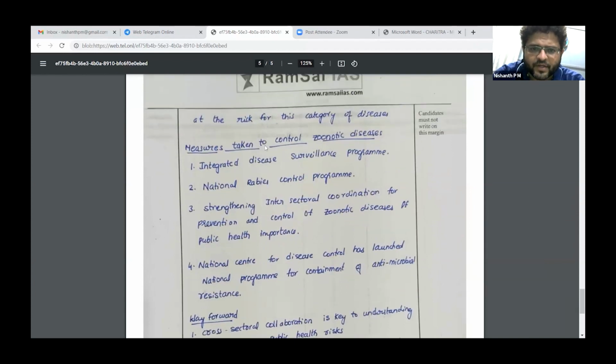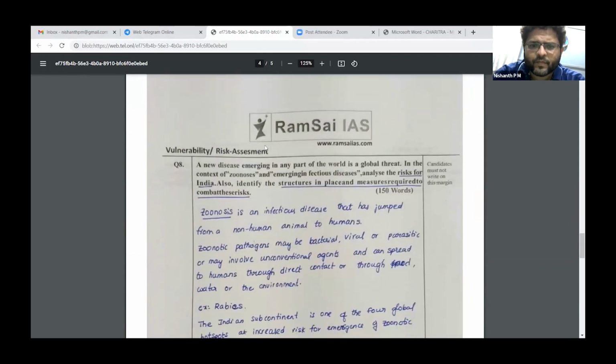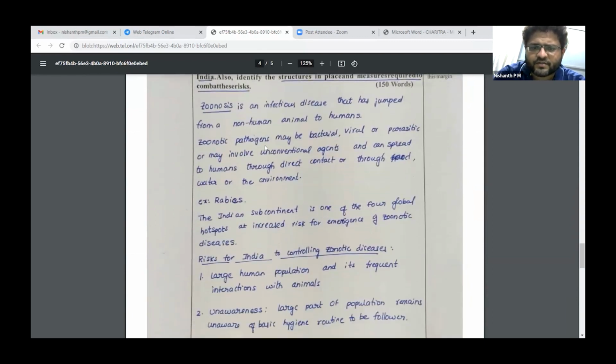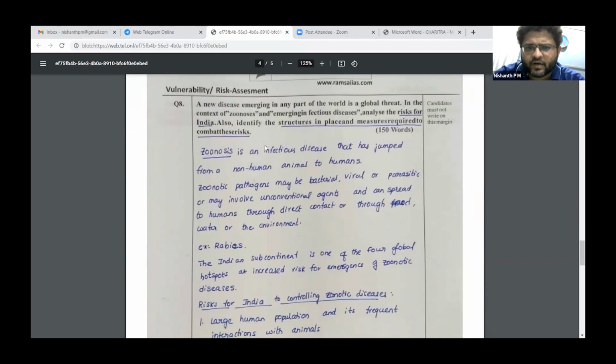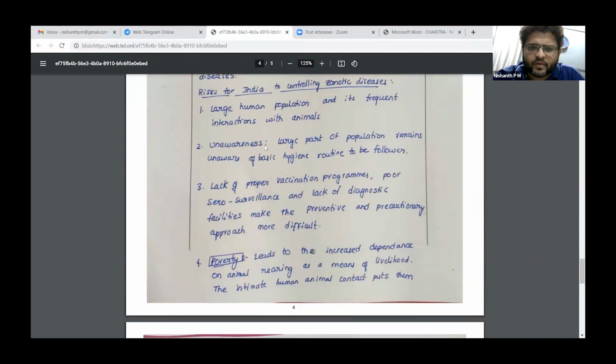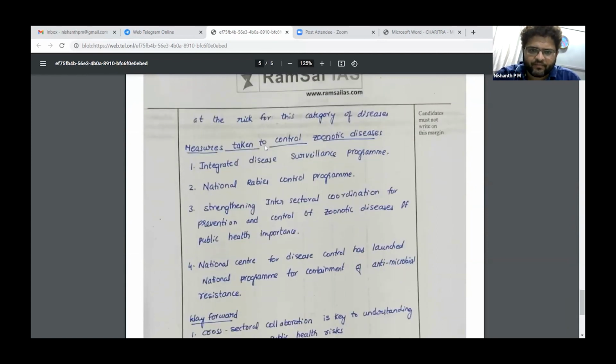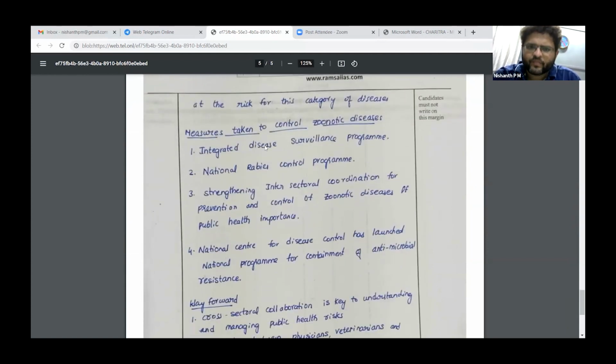Okay, you have written measures. Then what about the risks? You have written risks. What about the structures? Risks also, you have not addressed all the points. Try to incorporate the points which we discussed. Okay, you have to write about the structures in place and then measures to be taken. Measures are good. You can write about international cooperation, international coordination, having more information systems, coordination between various ministries, coordination with the local administration. All these are the measures to be taken.